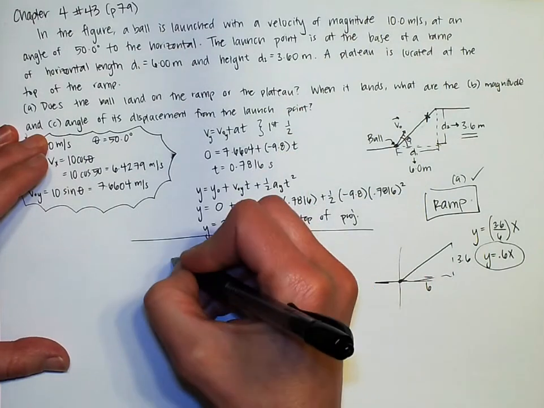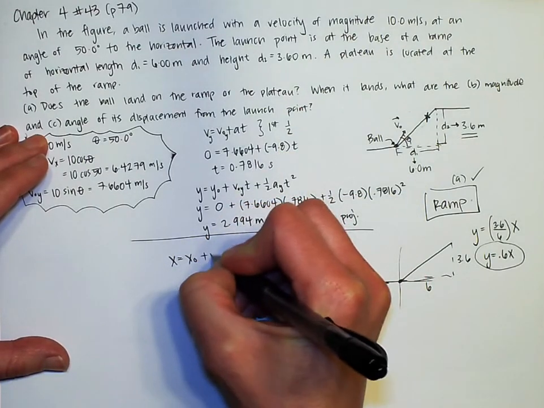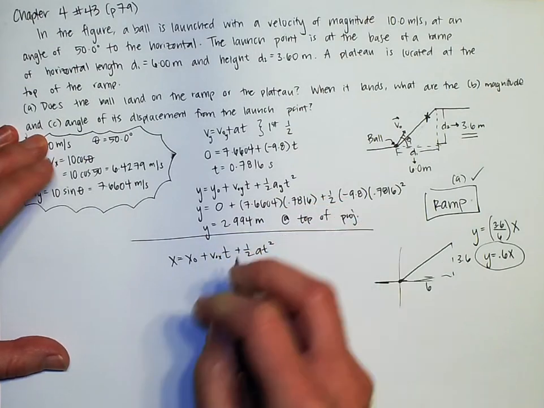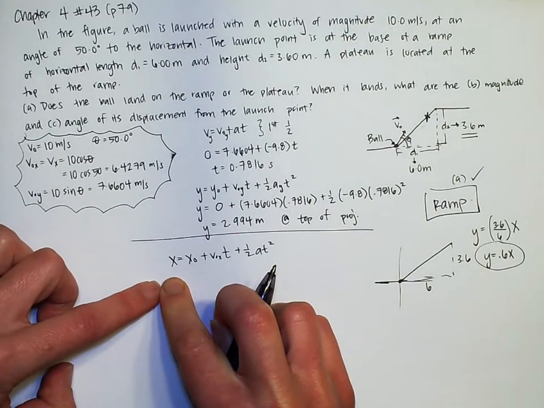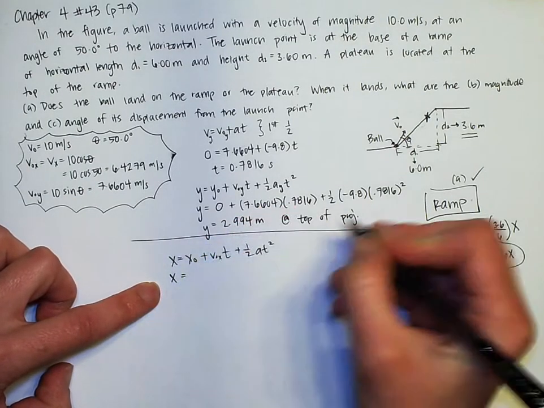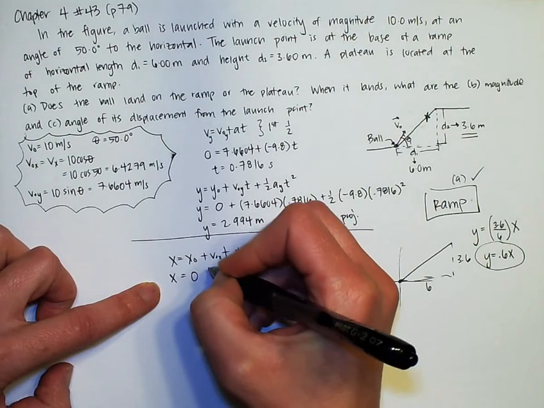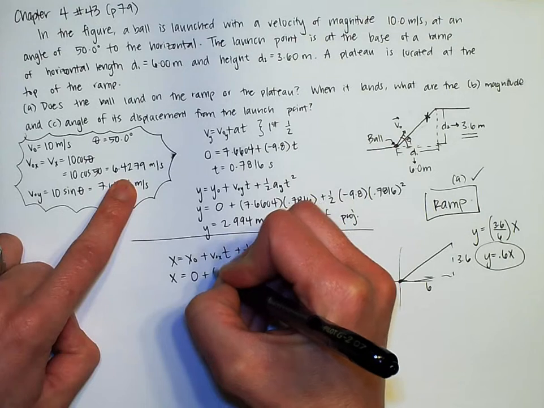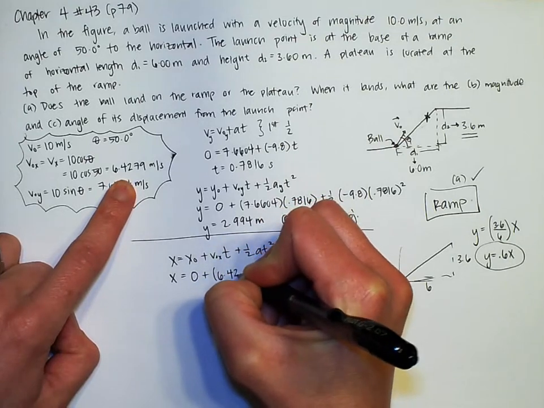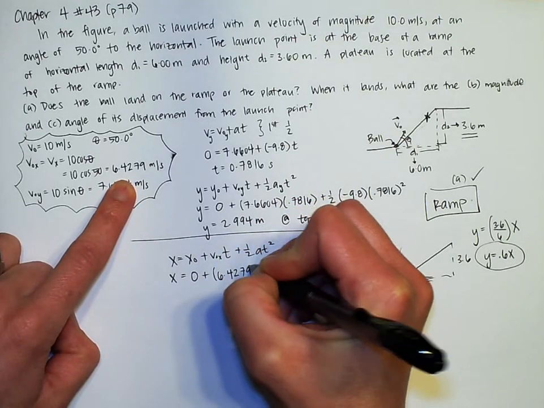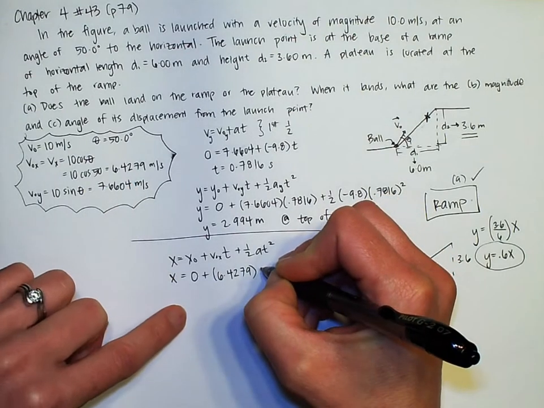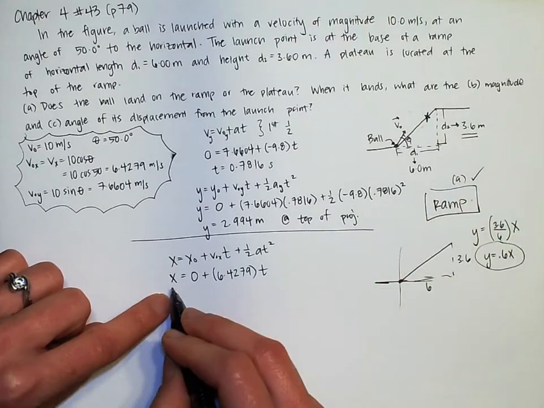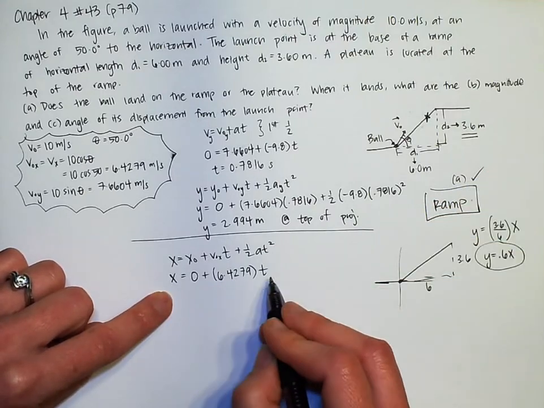So I will use x equals x naught plus v naught x t plus 1/2 a t squared. And so my x distance is what we want. My x initial is 0. And then my initial x velocity is right here, 6.4279 times my time. And again, this is a time until it hits the ramp, which we don't know yet. But now I know that x equals 6.4 times time.